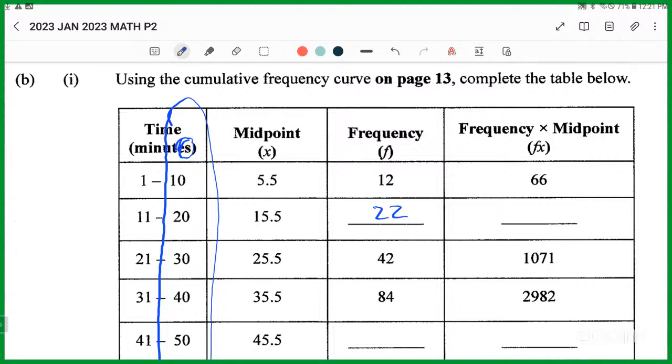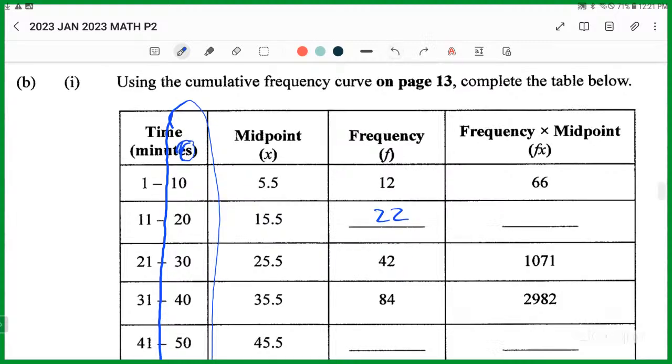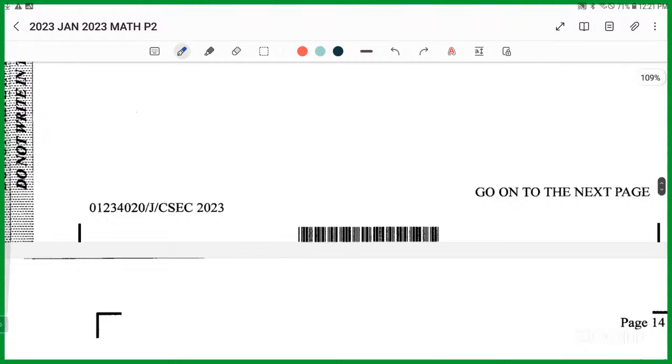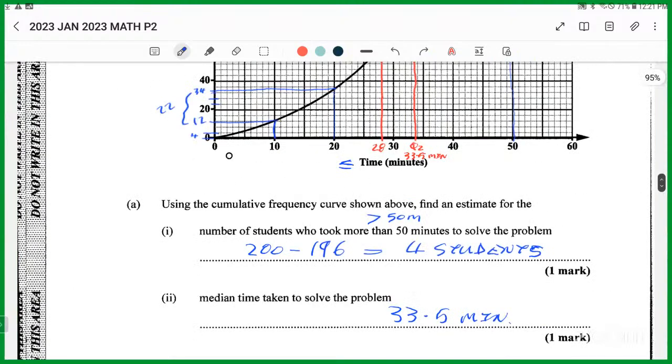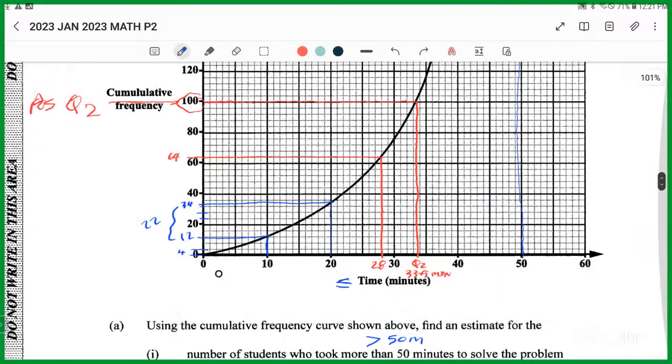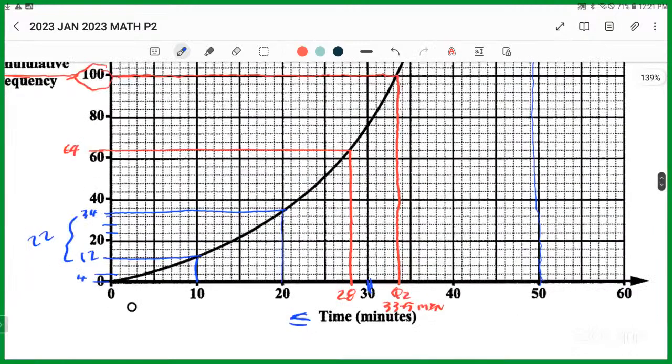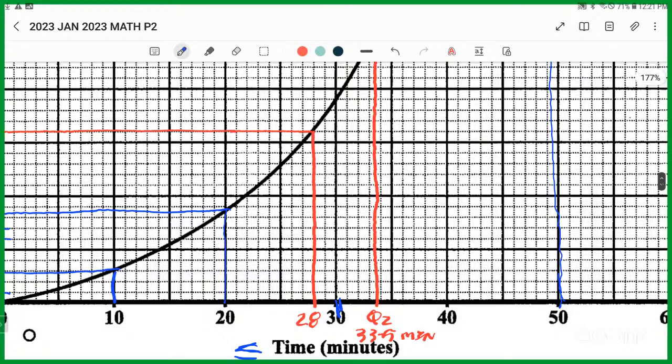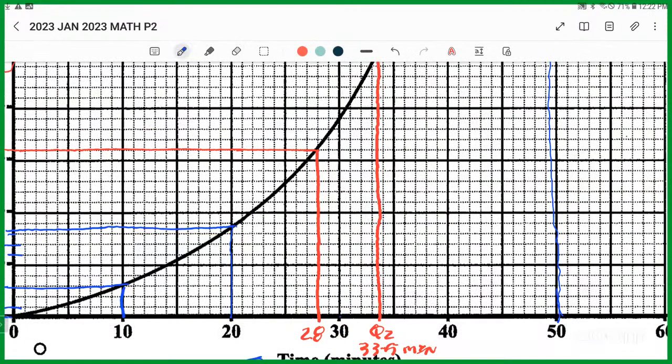We'll continue and check the rest of them just to make sure. The next interval is between 20 and 30. That's 42 students, so 42 is the frequency. Let's check it. I'm just going to do it this time and show you. Between 20 and 30 is 30 here. Let's see what 30 corresponds to. We'll bring all of them for you, even though I don't need to. Let's just show you how you read information from a cumulative frequency graph.